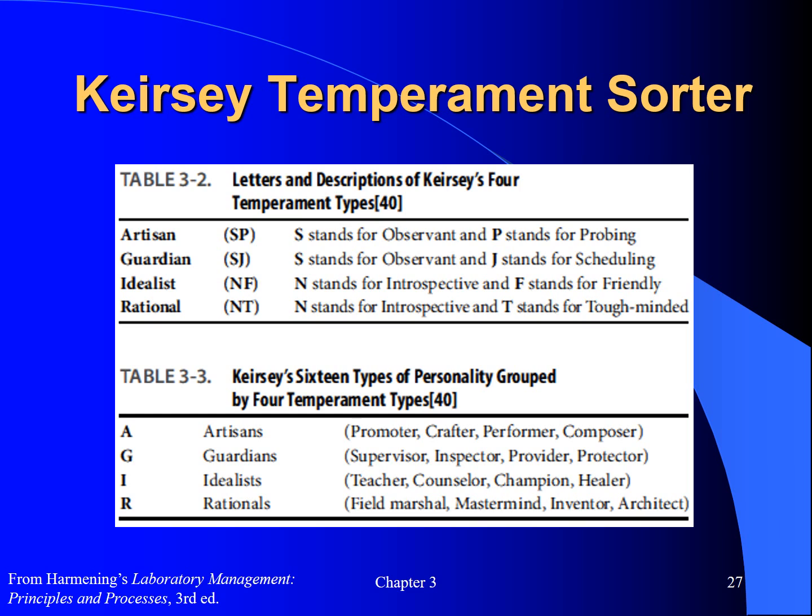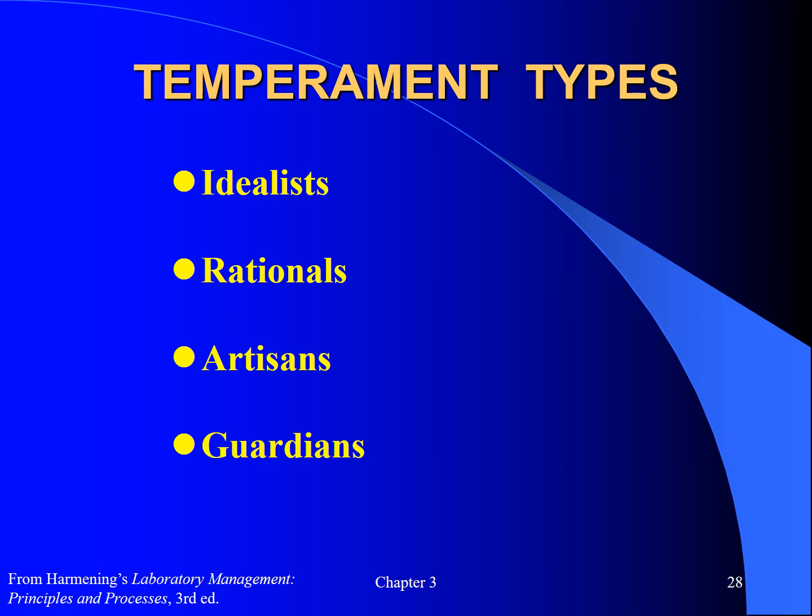A personality is a complex unit of traits. The letters suggest a stronger or weaker tendency in a person's overall makeup. Please review tables 3-2 and 3-3 in your textbook on page 72. It will be interesting to know what temperament type you are after taking the Keirsey Temperament Sorter 2 online. Most laboratorians have profiled as a guardian.